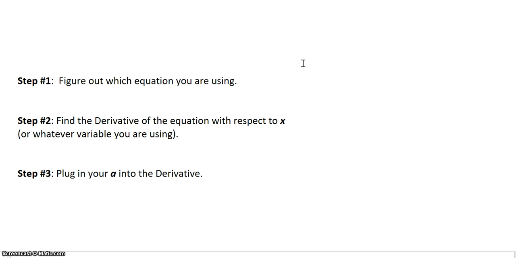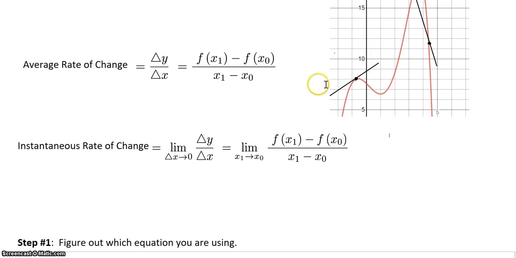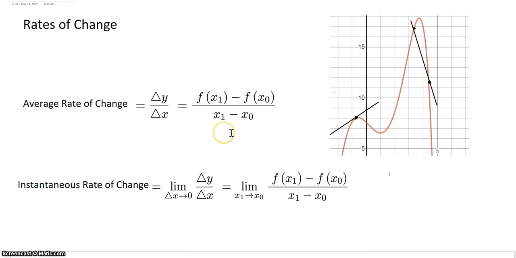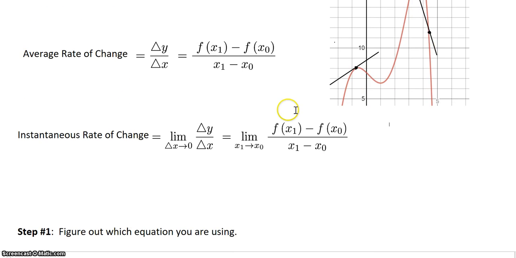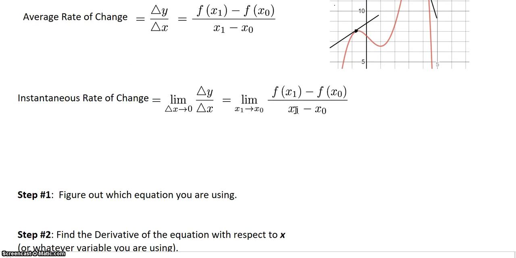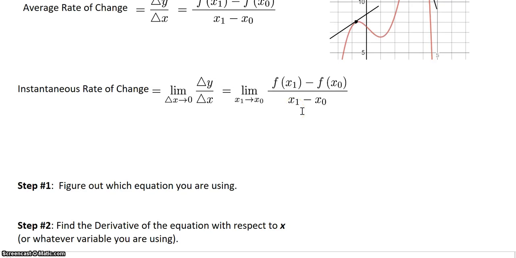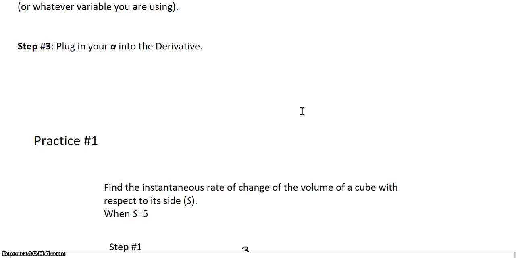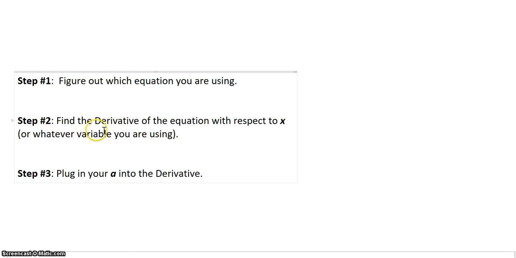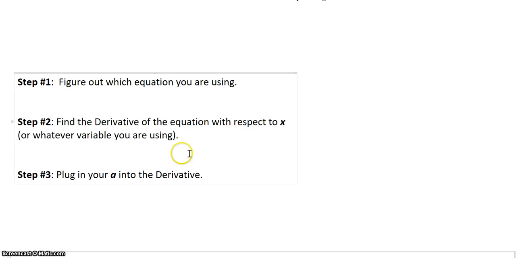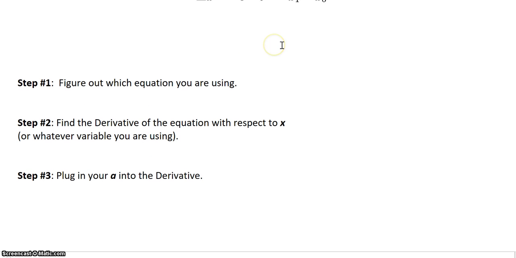And once you've figured out the equation, what you then have to do is find the derivative of it, because since we're finding the slope at some specific point of this function, that's essentially what a derivative is. That's what we've learned already in this class, that a derivative is a way to find the slope of a function. So the second step is to find the derivative, with respect to x, or whatever variable you're using in the equation.